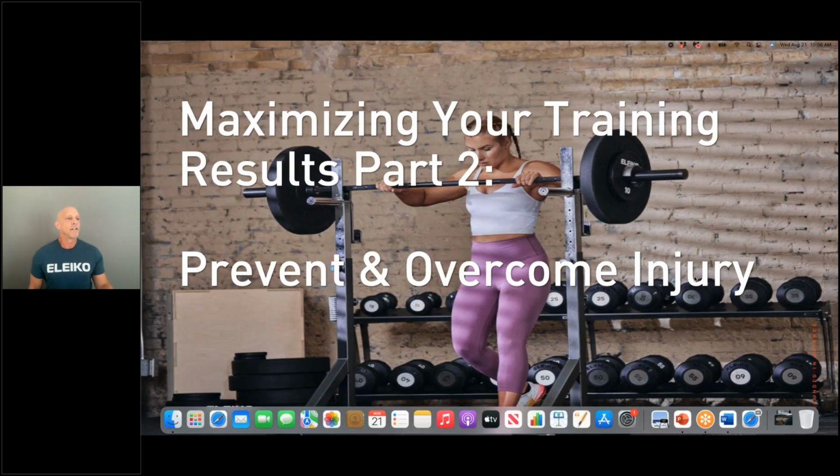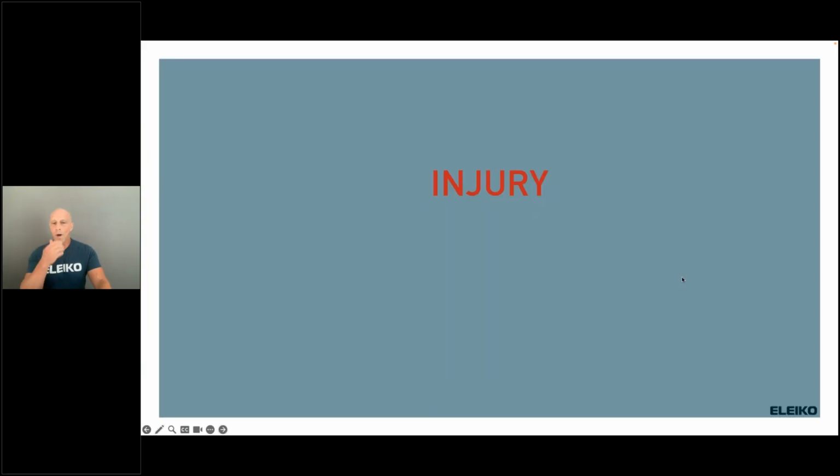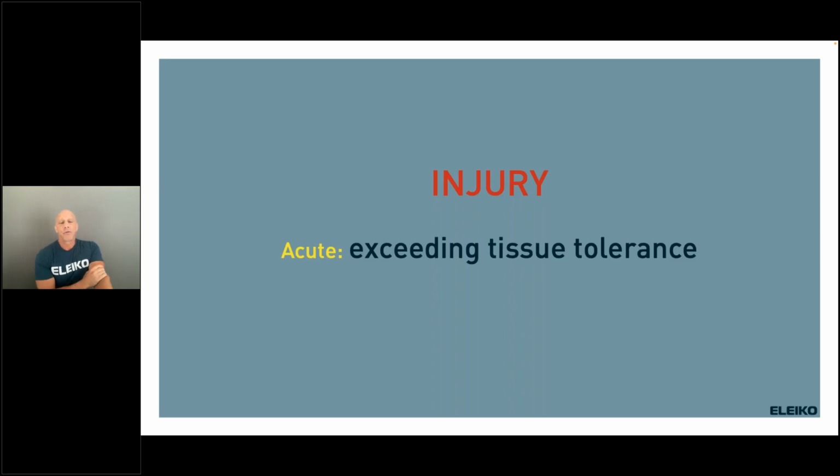So first off, let's get into what injury is. There are two aspects to this, and I'm going to keep it very simple. There's acute injury. Acute injury is when we exceed tissue tolerance. That's as simple as it gets. And we're talking about musculoskeletal injuries, so we're not talking about contact-related injuries and whatnot. It's just the acute responses. We've exceeded the tissue tolerance. I'll discuss that a little bit more as we go along.